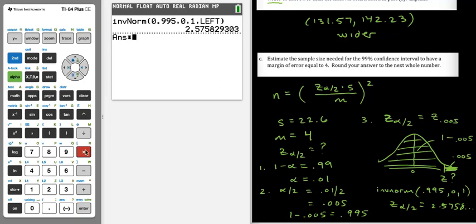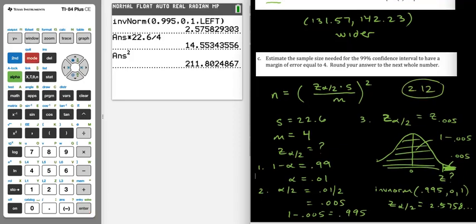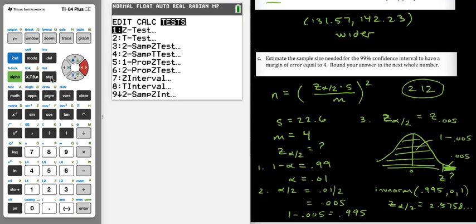So I'm going to multiply my answer by 22.6, divide by the margin of error, which is 4. So I just found the quantity inside the parentheses, and then I'm going to square the whole thing. And you can see that we end up getting an answer of 211.8, and when you take 211.8 and round to the next whole number, the answer to our problem is going to be 212.